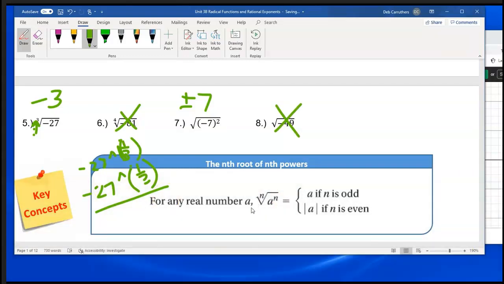For any real number, the nth root of a to the n is just the number itself. Okay, if it's odd, if it's even, we get that plus or minus again. So this would mean that the answer would be plus or minus a, whereas it would just be a if it's an odd power.